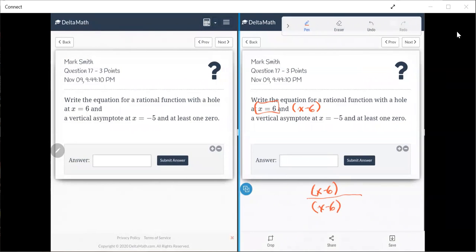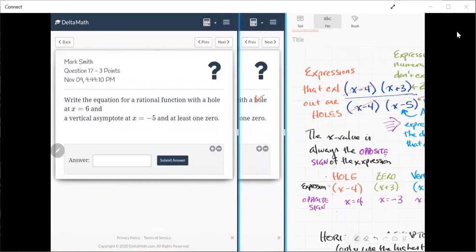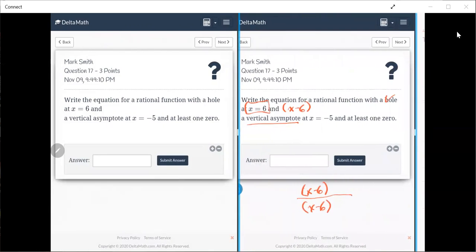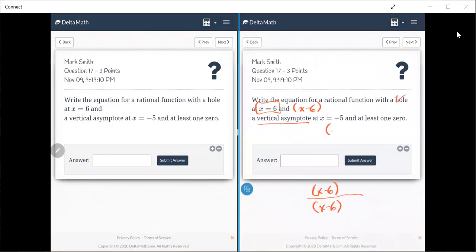All right, so that's my whole, so I got that. Now it says a vertical asymptote of -5. Vertical asymptotes are in the denominator, and they're not canceled out, so they're by themselves. This one was x minus 5, so the vertical asymptote is actually 5, but our expression is x minus 5, the opposite sign. And for this one, our vertical asymptote is at -5, so our expression is going to be x plus 5, the opposite sign, and we're going to put that in the denominator.